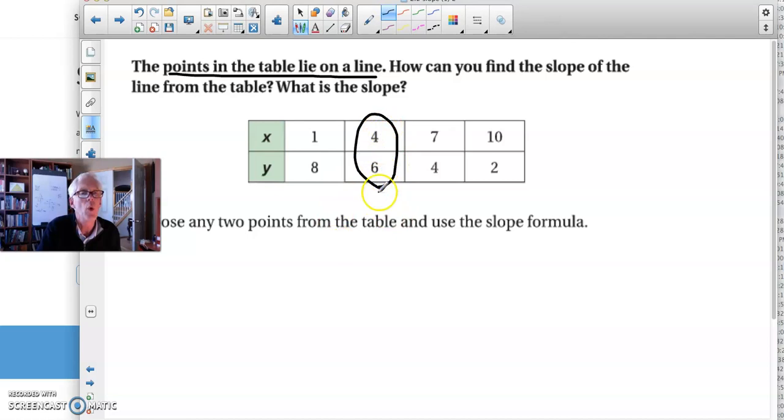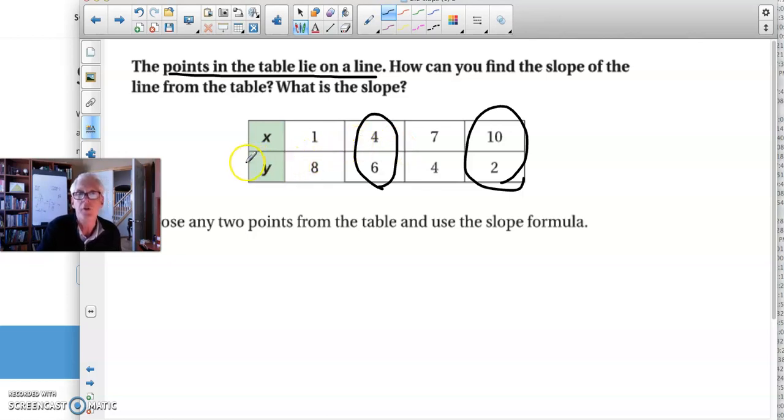Let's pick, say, 4 and 6. That's an x and a y value. Remember, we're looking at the numbers this way. That's the ordered pair, and I'll use this one here. These are the 2 ordered pairs, 4 and 6, 10 and 2. The slope formula is the change in the y's divided by the change in the x's. This is where it could get confusing. You write the ordered pairs and look at them vertically, but then we subtract them horizontally. You can get mixed up by that, and then the y is down below.